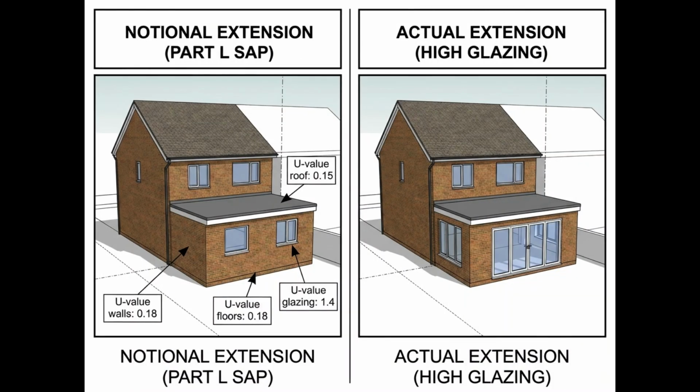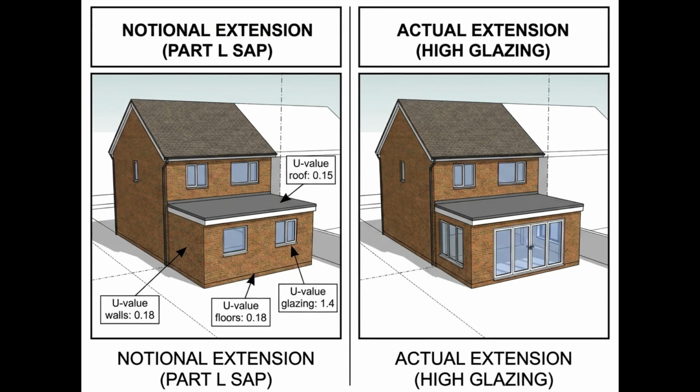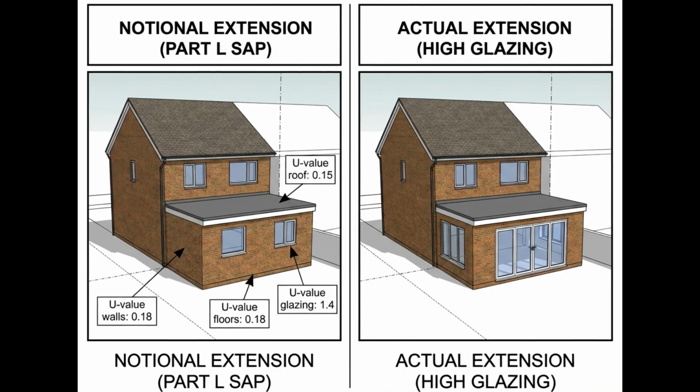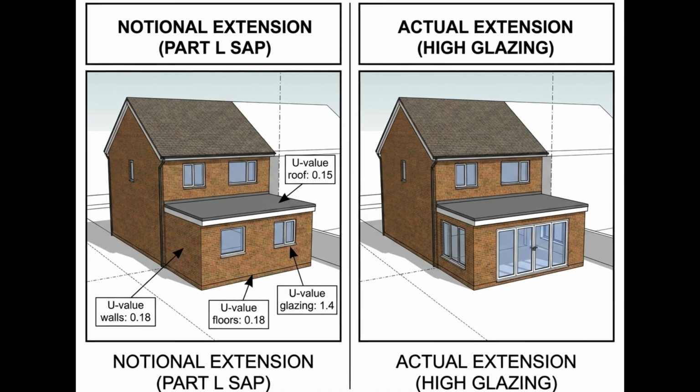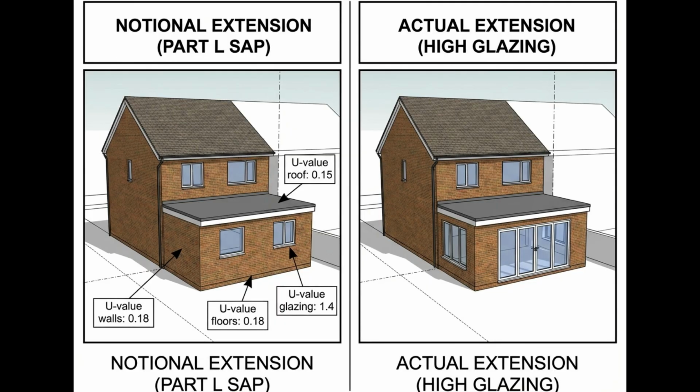The resulting outcome of all of these problems is that the heat losses and carbon emissions of the extension are in excess of what they should be compared to a notional extension. A notional extension is a theoretical model used in building regulations to compare the energy performance and compliance of an actual extension against standardized assumptions for heat loss and carbon emissions.